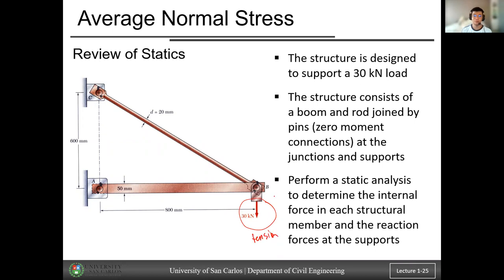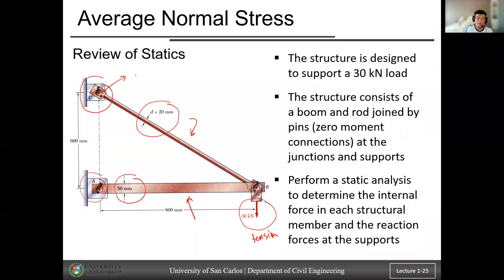So before we're able to solve for the stress of the different materials, notice that the material has a 20 millimeter diameter, and the other one is 50 in diameter. Of course, before we can solve for the different stresses along these joints, we have to do some static equations. So we need to solve for the reactions at C and the reactions at A.